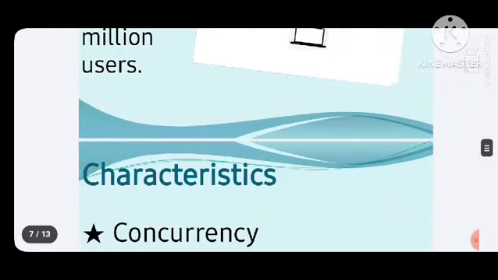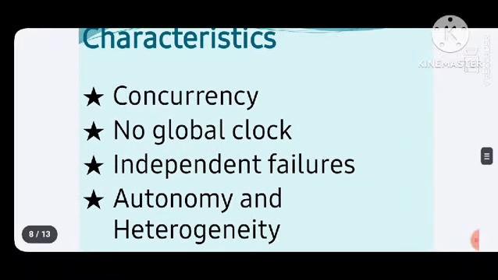The next topic is characteristics. What are the characteristics of distributed computing? So it is concurrency, no global clock, independent failures, autonomy and heterogeneity.